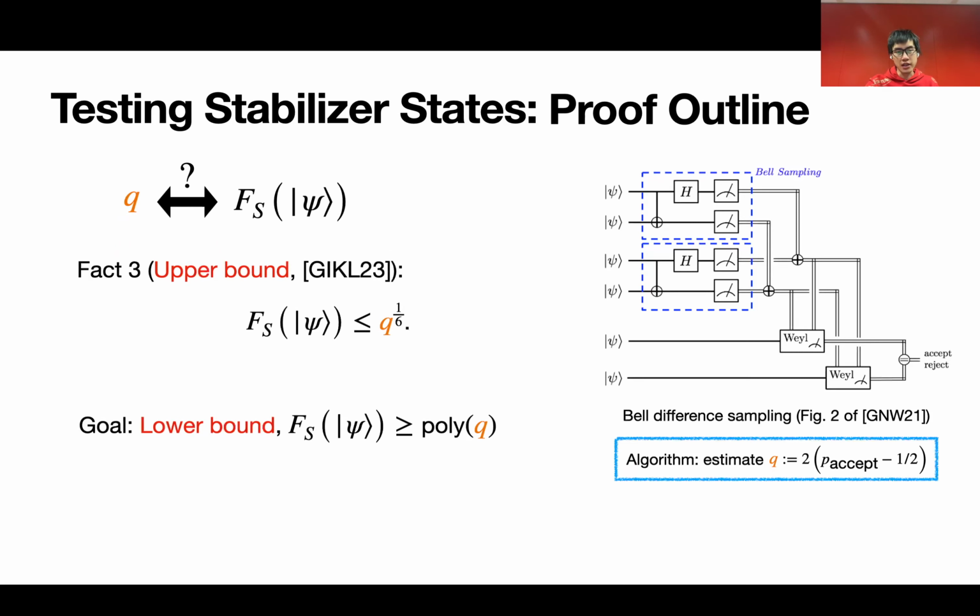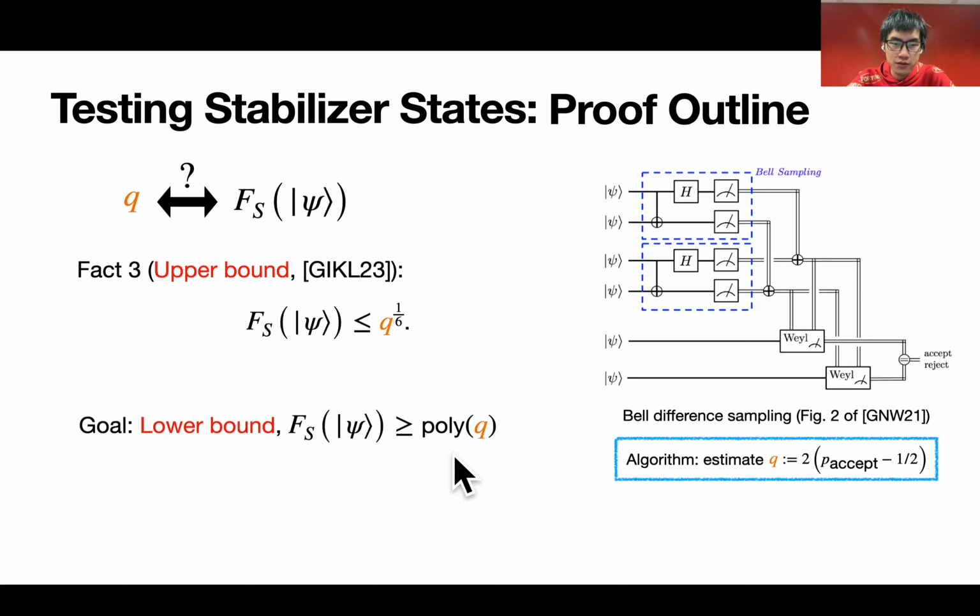To establish the relation between Q and the stabilizer fidelity of psi, of course, we need an upper bound and a lower bound. From GIKL23, we already have a good upper bound, a polynomial of degree 6, which is quite natural because Bell difference sampling takes 6 copies of psi. And then our goal becomes a lower bound as a polynomial of Q.